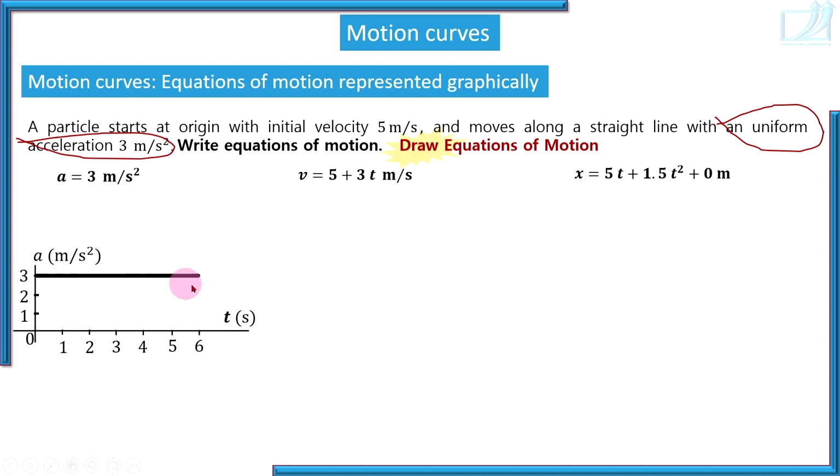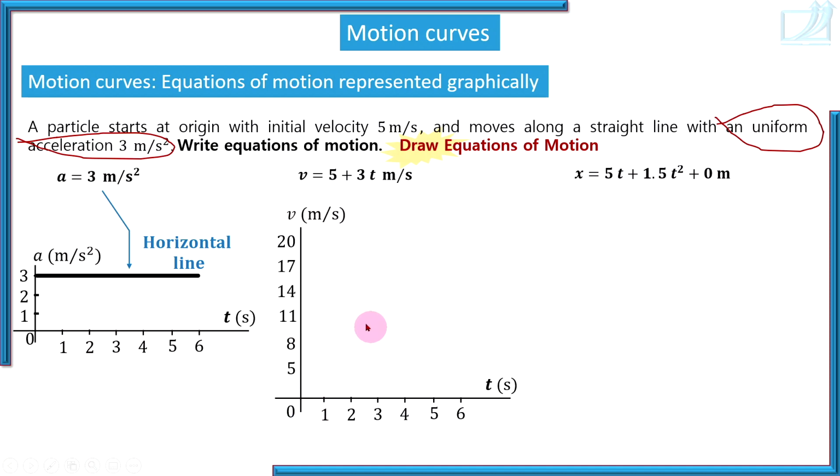And what does this line suggest? That y coordinates are not changing. Y coordinate in the sense acceleration is not changing. So this is a horizontal line. Now when we take time along the x-axis and velocity along the y-axis, it is the VT graph, velocity time diagram. This equation is a straight line. Y equal to mx plus c. Y equal to mx plus c. It's the standard equation of a straight line.